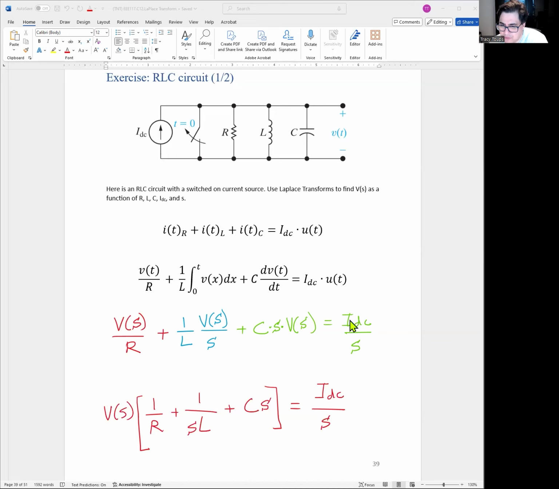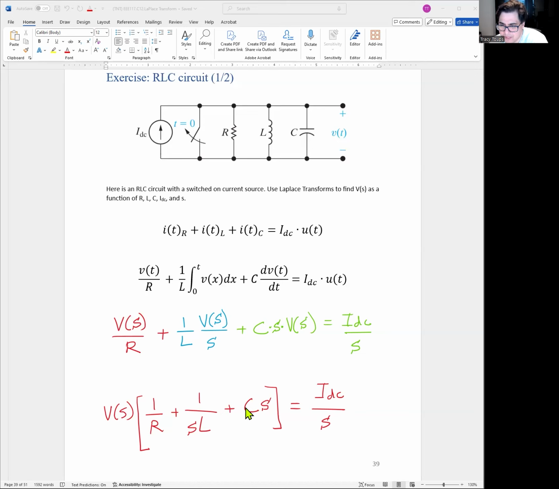So this is a Laplace transform. We're done. After this, all you have to do is some basic arithmetic to make it look nicer. Remember, I want V of s, so everything should be equal to V of s in some form or fashion. So in all this addition, the common thing V of s can be brought out. So V of s is equal to, open bracket, 1 over R plus 1 over sL plus Cs.